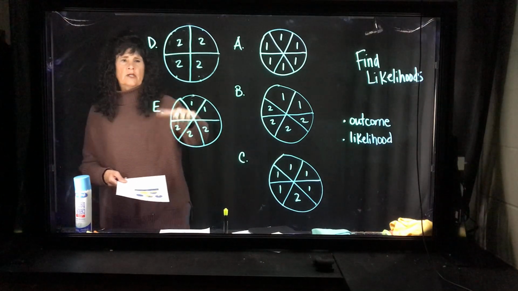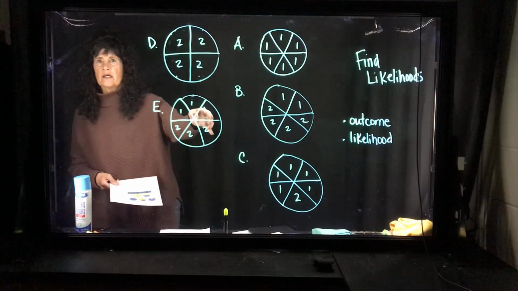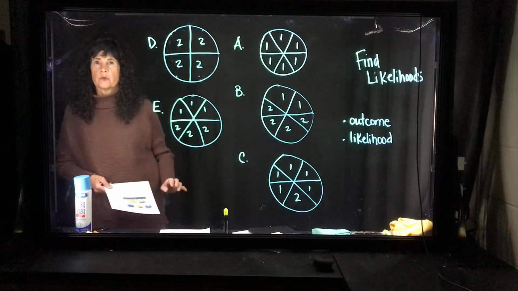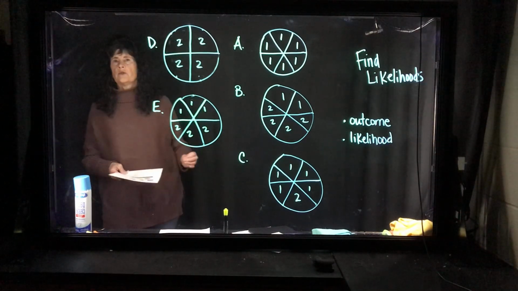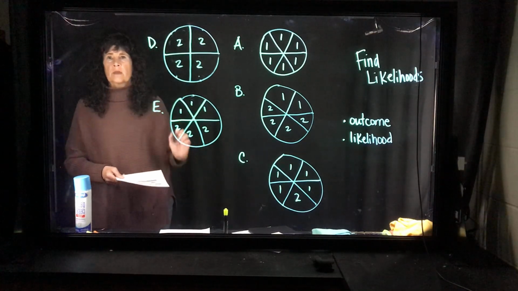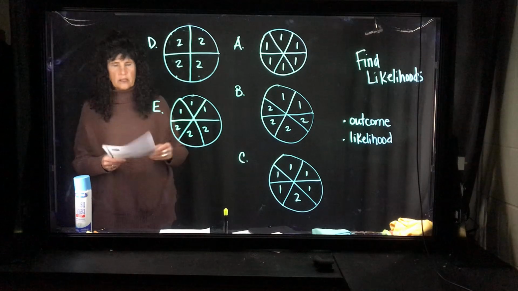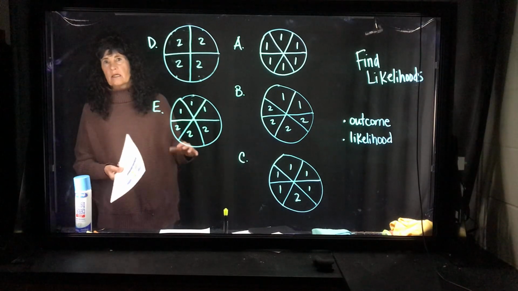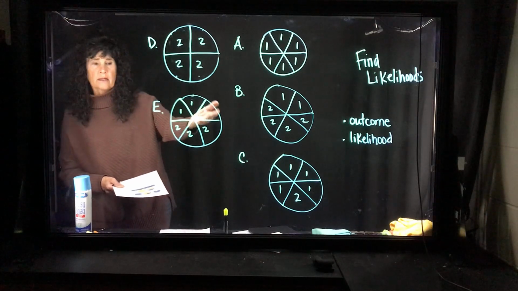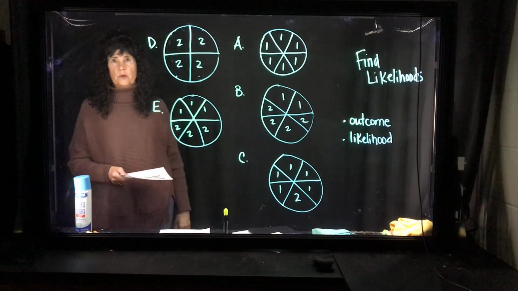And then finally here, I have half of the pie chart filled with 1's and half of it filled with 2's. So what descriptor can you use to describe the likelihood that if I had a spinner, it would land on the number 2? Well, here I would say it's equally likely, right? It's a 50-50 chance, right? Half the time it'll land on 1, half the time it'll land on 2.